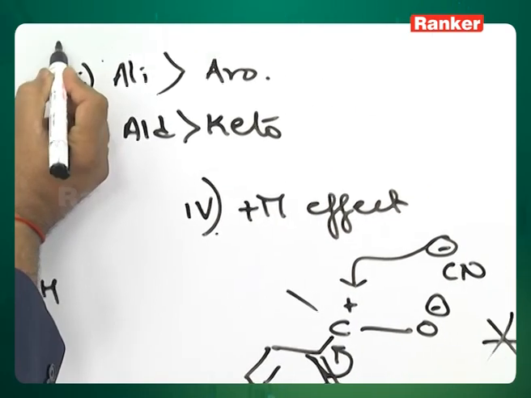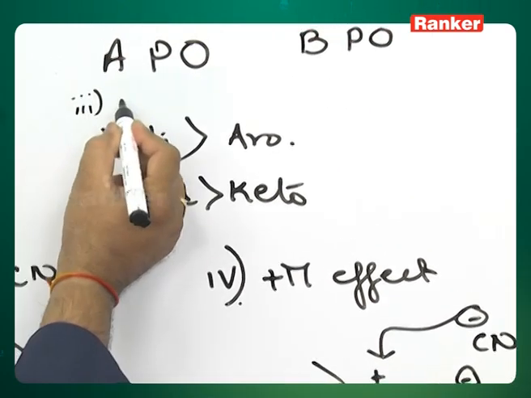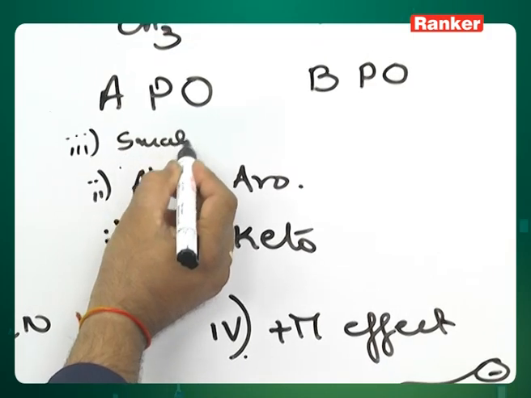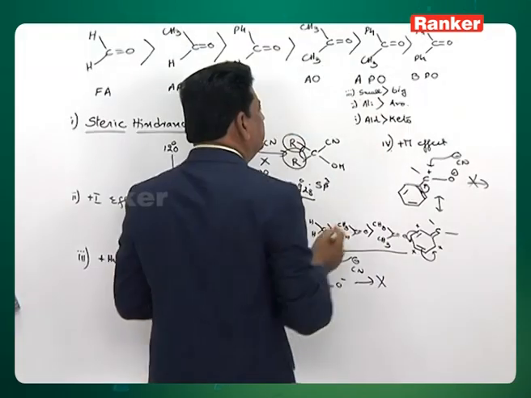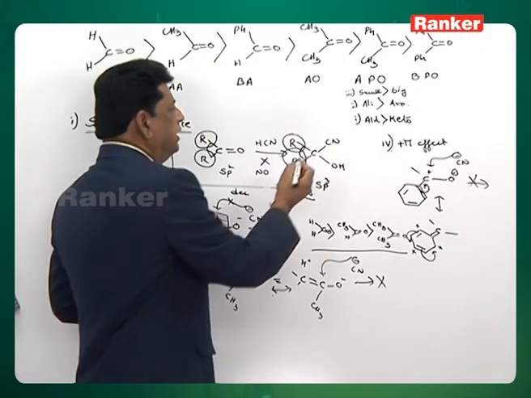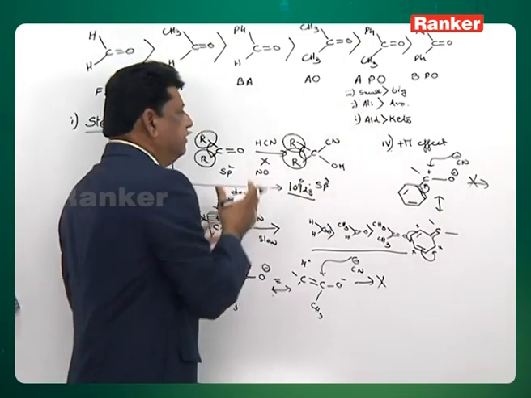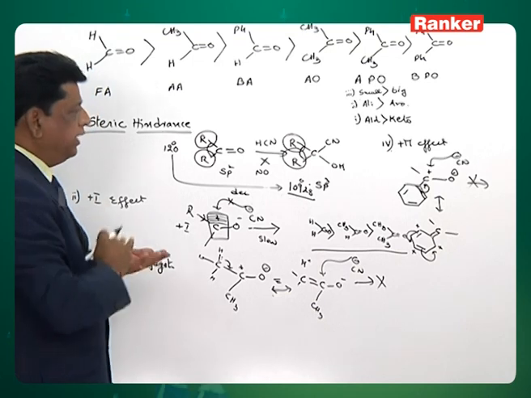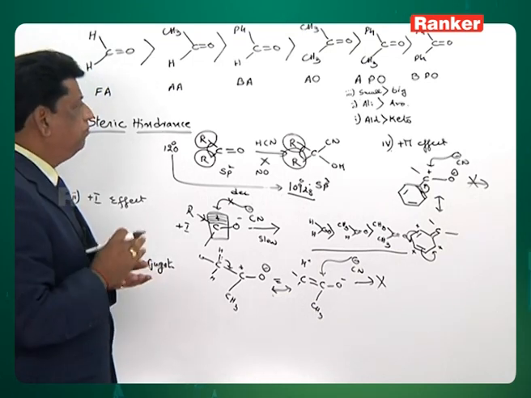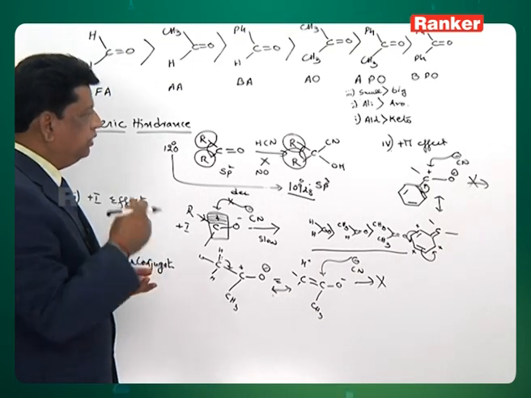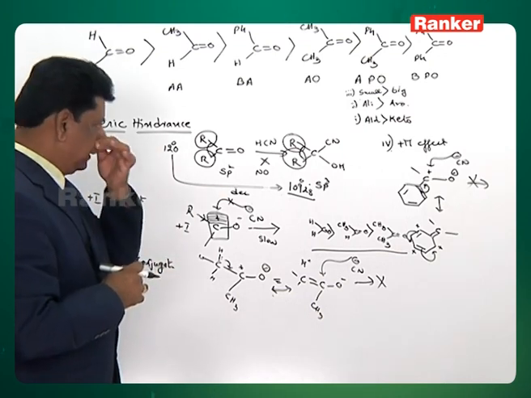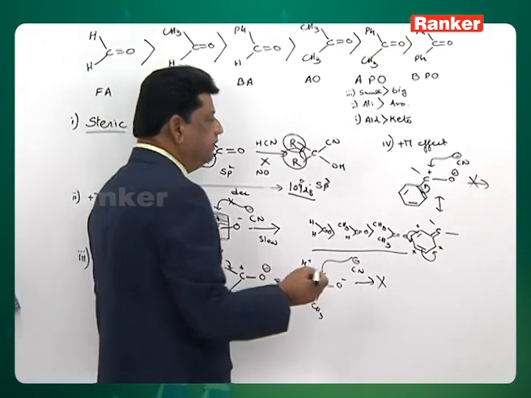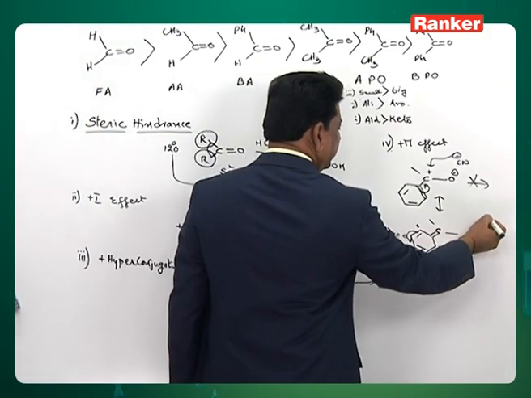You too can observe the size effect, that is, the smaller one is always more reactive than the bigger one. So, these three individual facts are the factors. Aldehydes are more reactive than ketones, aliphatic more reactive than aromatic, smaller more reactive than bigger. You too can show this type of classification.